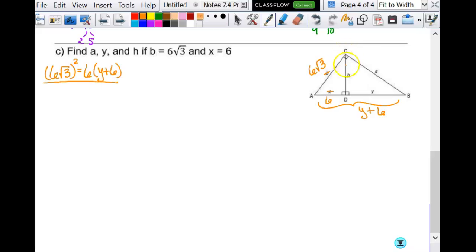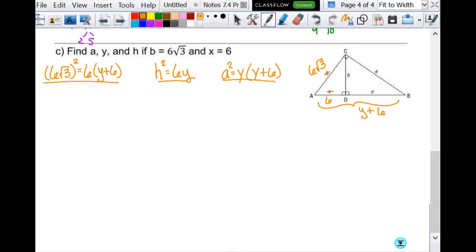Then I get h, that's the altitude, so h² is equal to the 2 pieces multiplied together, that is 6 times y. I do nothing until everything's written. My other leg is a, so that's going to give me a². That's equal to the piece that's attached to it, y, times the whole thing, which is y plus 6. Now, all 3 of them are set up.